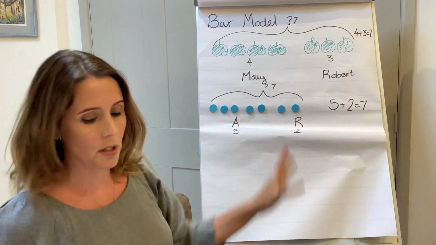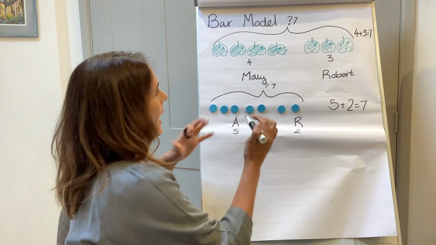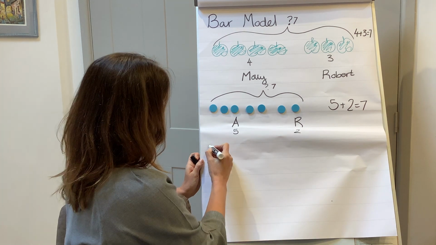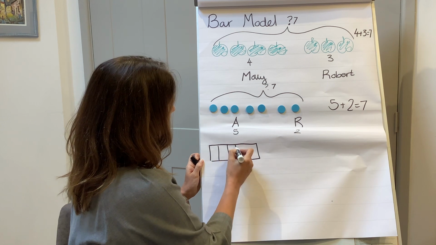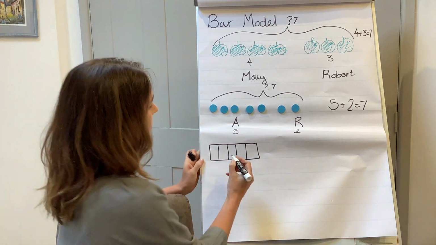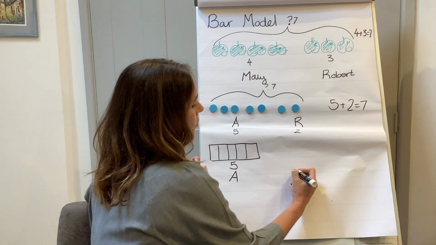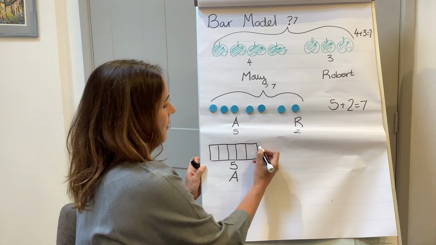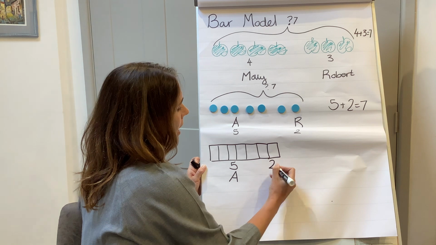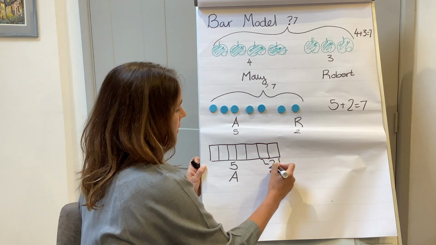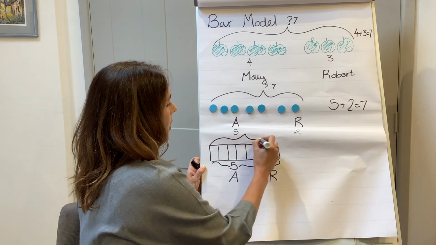So we are using a discrete model here. Another thing you can do is you can draw it as a bar. So for this calculation, 5 add 2, we could start off with 5, 1, 2, 3, 4, 5, so we know there's 5 there. So Alan had 5, Rupert had 2. So we can have our 5 and go 6, 7. And these are the 2 that Rupert had. How many have they got all together?